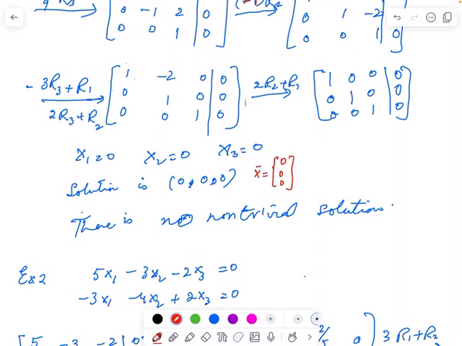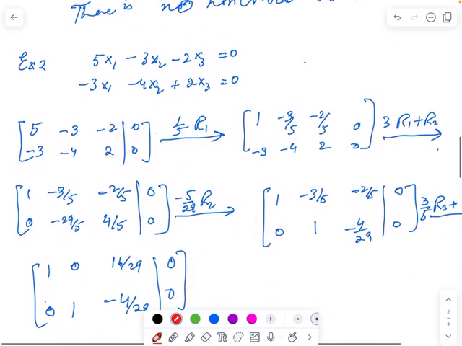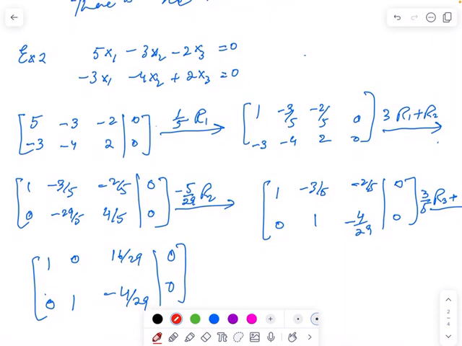So there is no non-trivial solution. The only solution it has is the trivial one. The second example had two equations and three variables, so you can see there will be a free variable here. Anyhow, I just took the coefficient matrix and then augmented the right hand side and started applying my row operations.